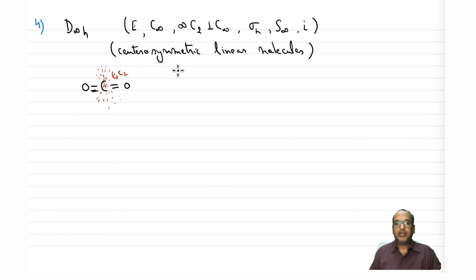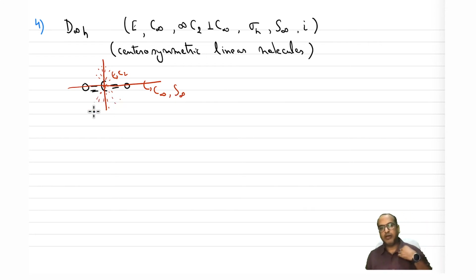And there is one σh, which is perpendicular to the plane of the board and cutting right like this. Then you have S∞ and i, which is also very easy to see. S∞ will be this axis, collinear with C∞, and i will be at the center. So the molecule is very easy. Centrosymmetric linear molecules will always be of the D∞h point group. So that finishes the dihedral point groups.